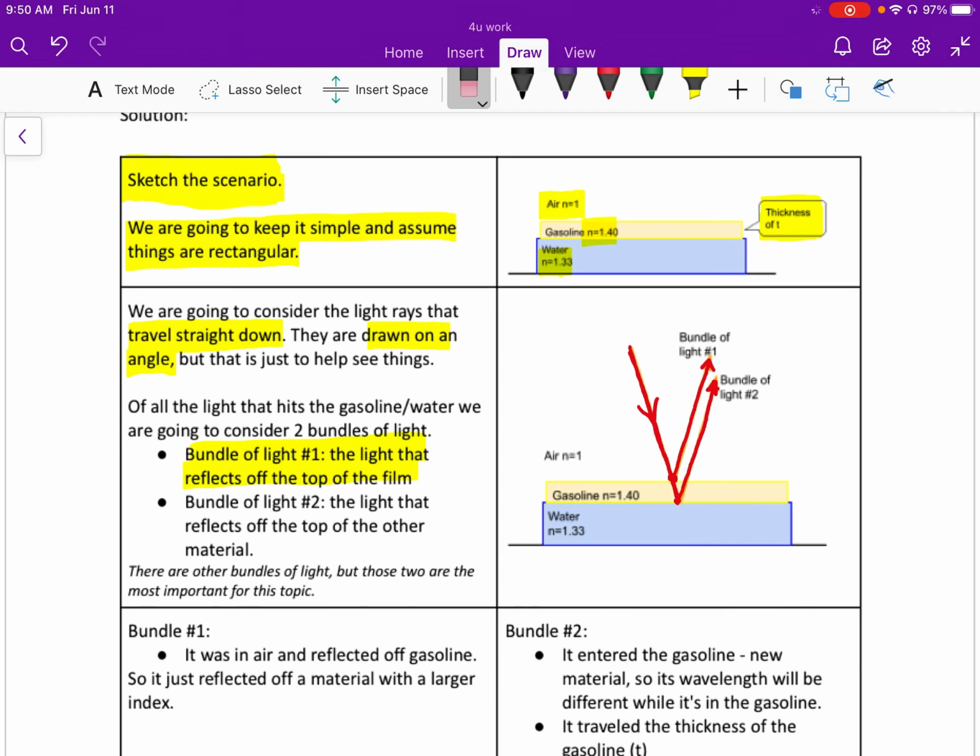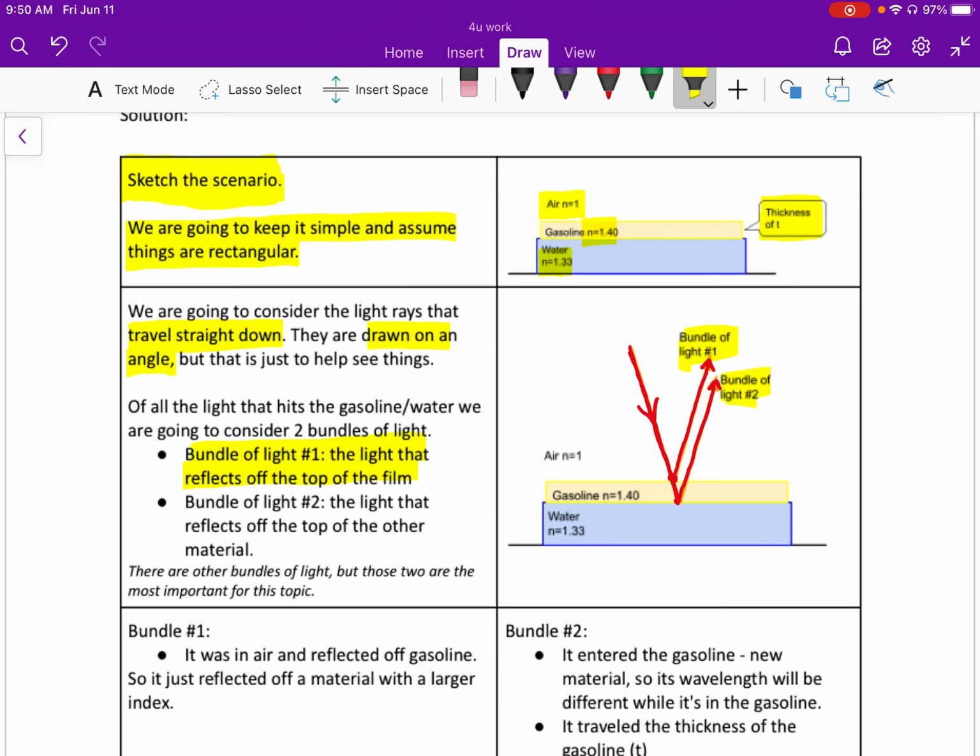The two most important bundles are bundle of light number 1 and bundle of light number 2. There's another bundle of light that kind of ping-pongs. Oops, bring back my drawing tool. There's another bundle of light that kind of ping-pongs. So when it gets to here, it goes back down and then it goes back up. That's another bundle of light, but again, it doesn't factor into thin film interference. For thin film interference, we're just going to worry about these two that I've drawn, whatever the situation is, the one that bounced off the top of the film and the one that bounced off the bottom of the film.